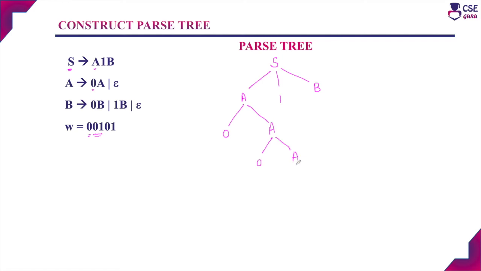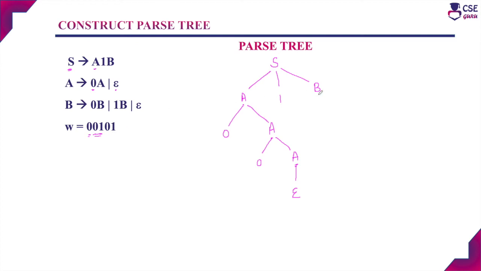Next non-terminal is A. We need to apply the production rule for A, and the next input we have to get is 1. Here A derives 0A or epsilon. There is no production rule that starts with 1, so apply the production rule A derives epsilon, and epsilon represents the empty string. So 001 we got, and 01 we have to get.